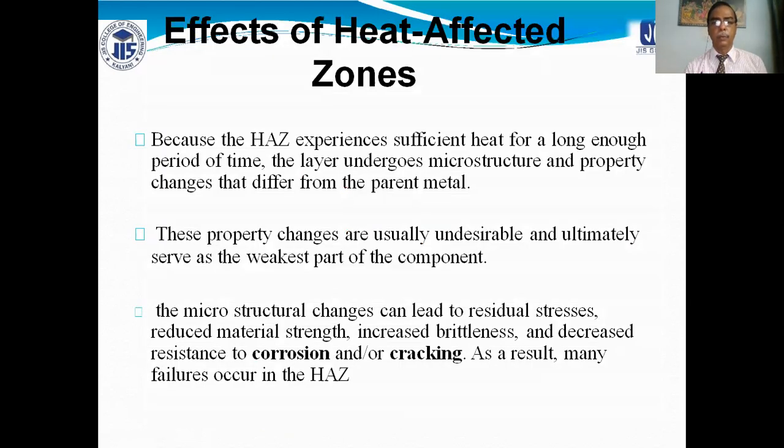Effects of the heat affected zone: the HAZ experiences sufficient heat for a long enough period of time. The layer undergoes microstructure and property changes that differ from the parent metal. These property changes are usually undesirable and ultimately serve as the weakest part of the component. The microstructural changes can lead to residual stresses, reduced material strength, increased brittleness, and decreased resistance to corrosion and or cracking. As a result, many failures occur in the heat affected zone area.